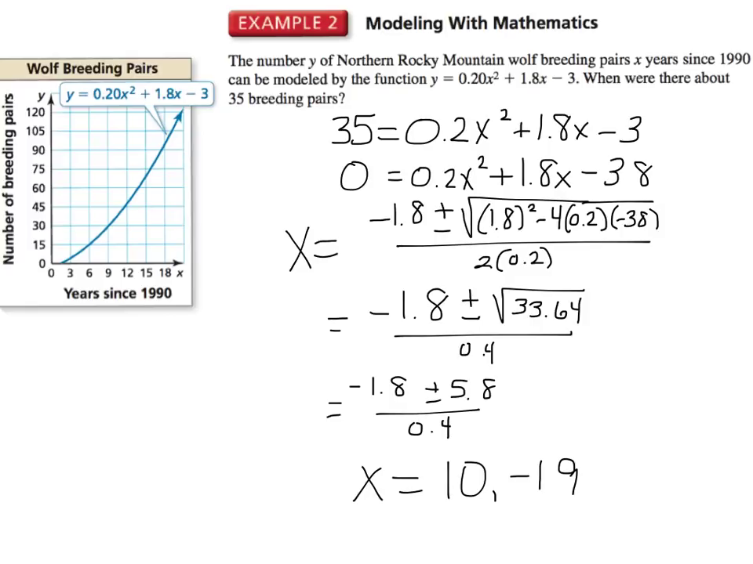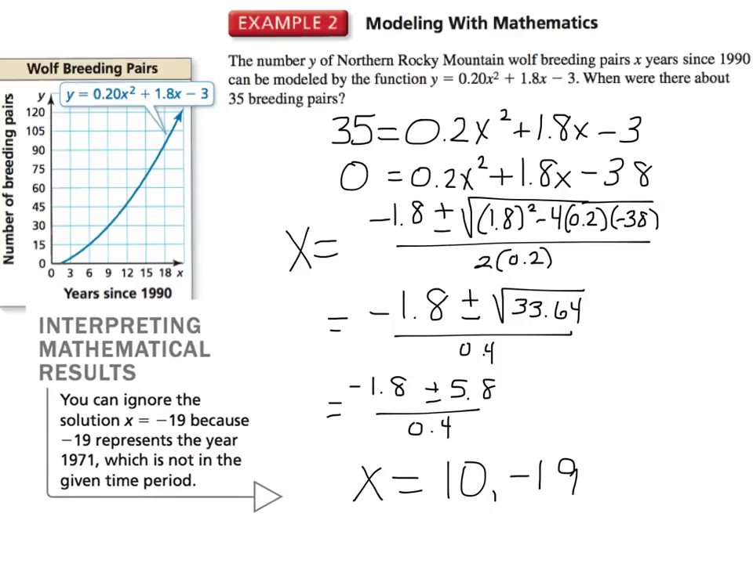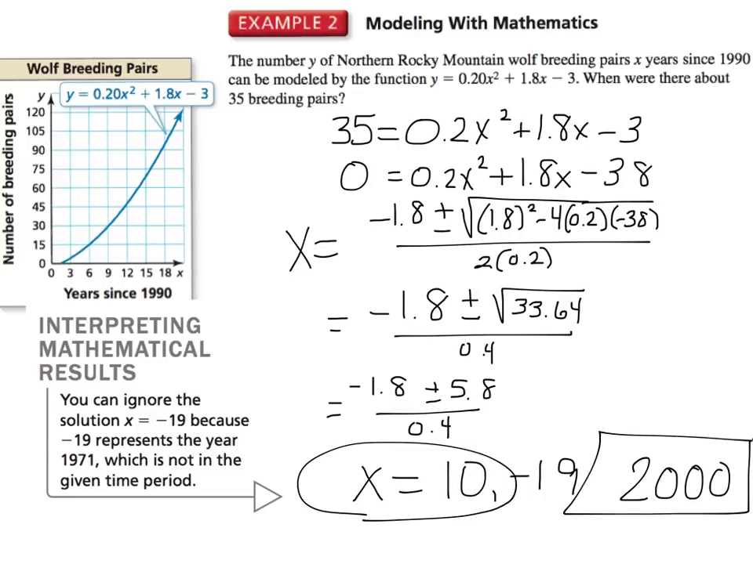Well, we can ignore negative 19, because negative 19 represents the year 1971, which is not in the given time period. So, because x represents the number of years since 1990, and x is greater than or equal to 0, there were 35 breeding pairs 10 years after 1990, which is in the year 2000.